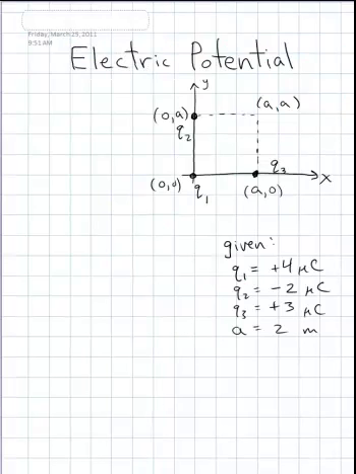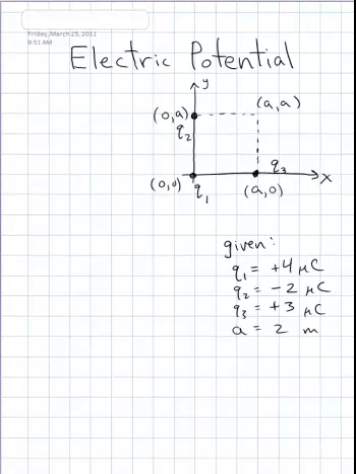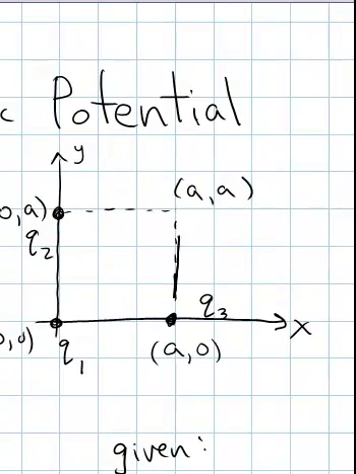Electric potential. This is a standard end of chapter problem, and it's pretty straightforward. I've drawn my picture, put in Q1 at the origin and Q2 up on the y-axis there, Q3 on the x-axis, and we're going to move Q3 from where it is up to the other corner of this square, to A.